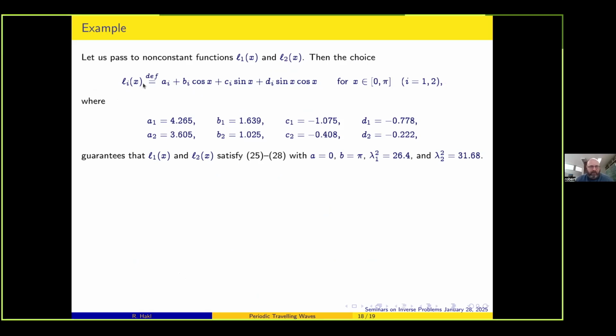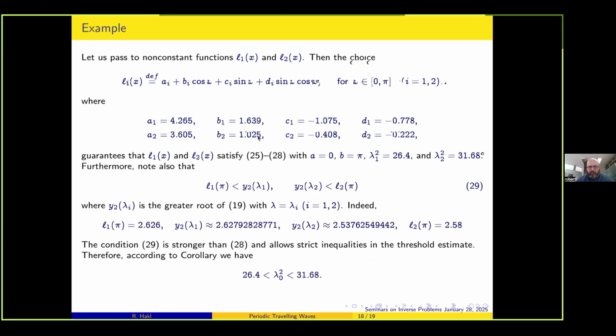So if we define L sub 1 and L sub 2 in this way, for example, with these coefficients, and we also verify that the other assumptions of the corollary or theorem 3 are satisfied, finally we get the estimate of this critical value like 26.4 and 21.68. This is better than the previous estimates, of course.